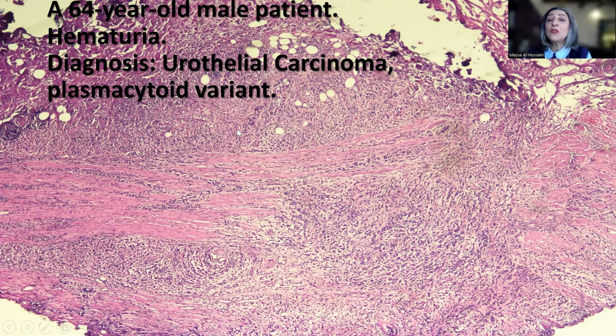I have in the caption actually a very nice open access article that describes different variants, the morphology and immunohistochemistry of different variants of urothelial carcinoma, with one section dedicated for a plasmacytoid variant of urothelial carcinoma.